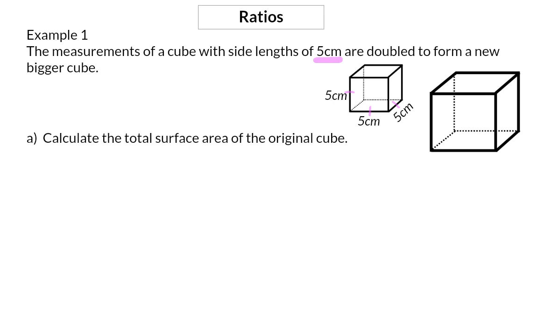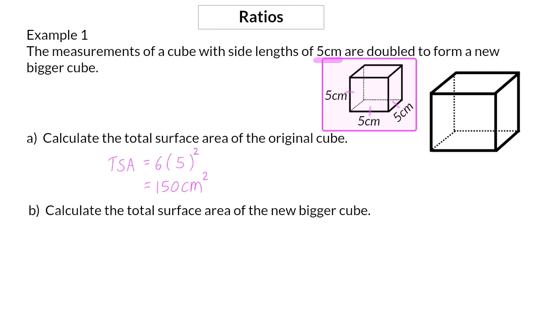Question A. Calculate the total surface area of the original cube. To calculate the total surface area of the shape, you need to know that there are 6 identical squares. Each square has side lengths 5 by 5, which gives an area of 5 squared. So the total surface area is 150 centimeters squared.